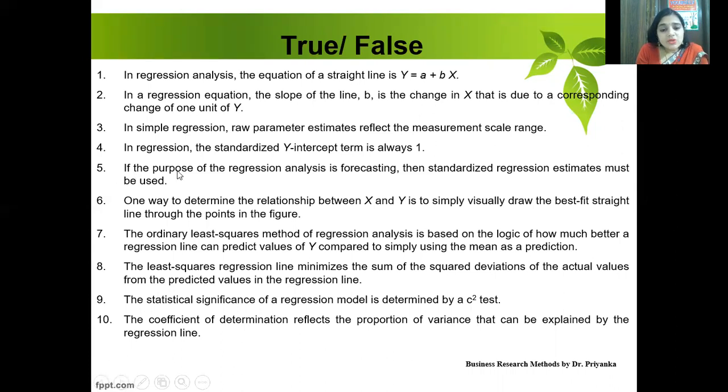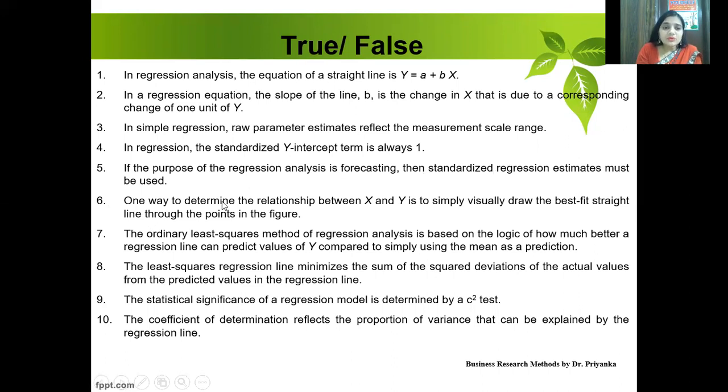Fifth: if the purpose of the regression analysis is forecasting, then standardized regression estimates must be used. Is it? Basically, raw parameter estimates must be used for forecasting, not the standardized regression estimates.